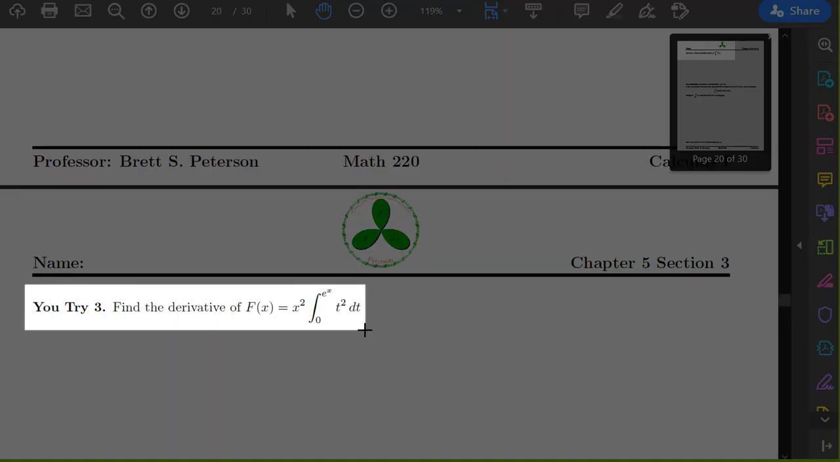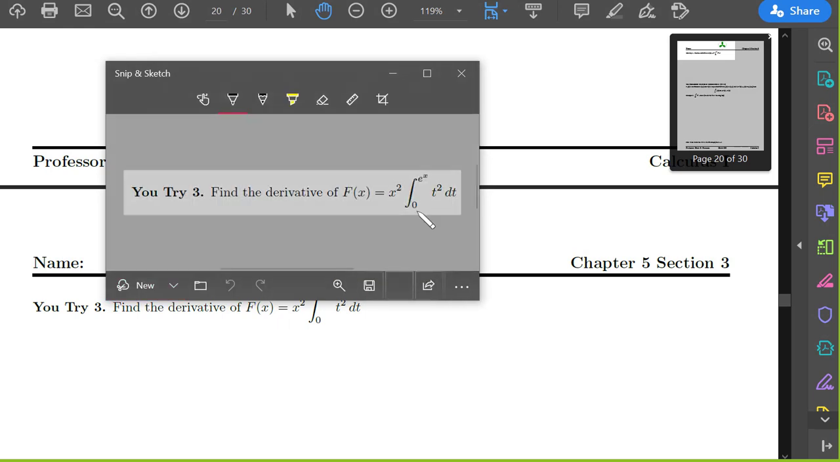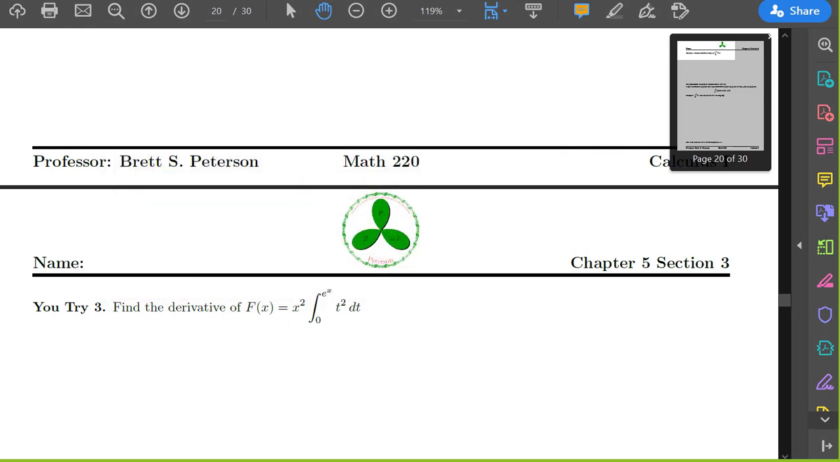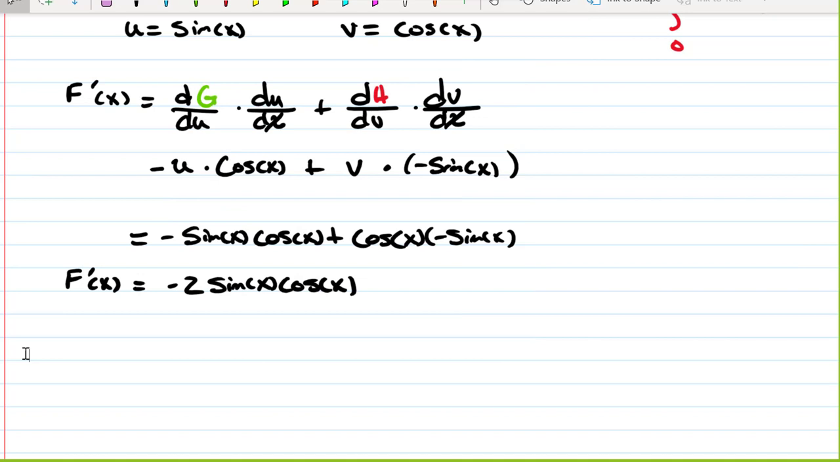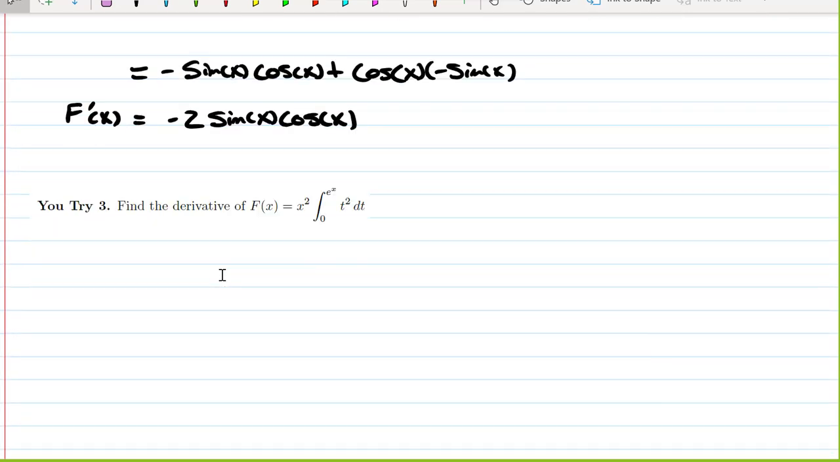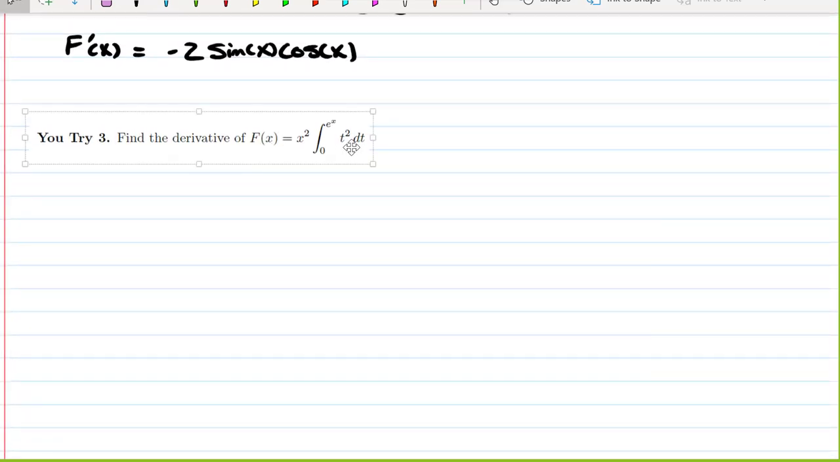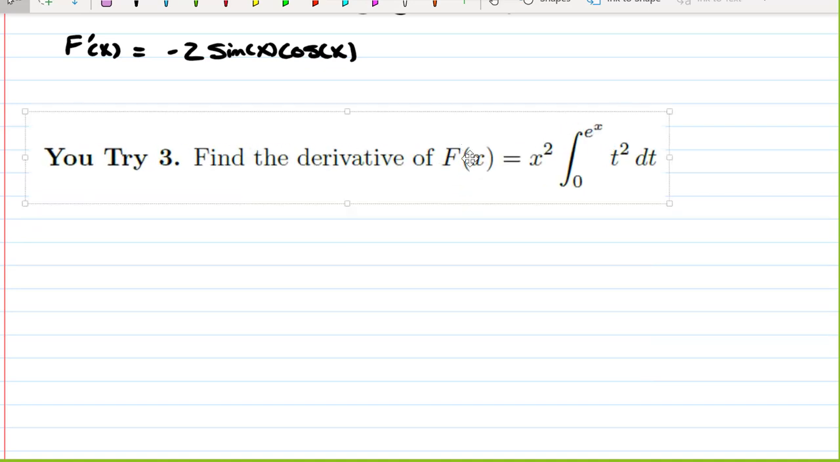All right. So now it is your turn. But before I turn you loose, we're going to need to figure out which rules we're going to need to do this. And this one looks a little bit different than the ones we've seen before. So let's go ahead and get started on it.